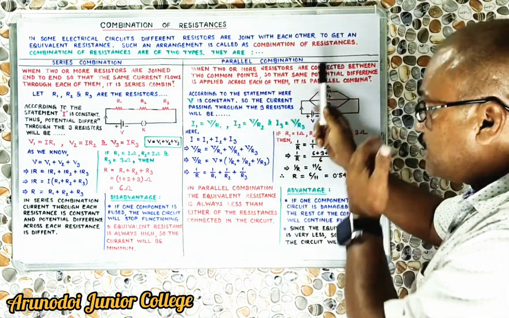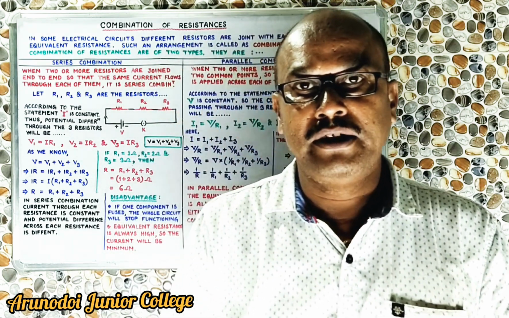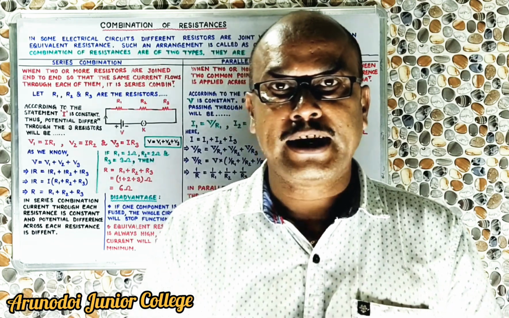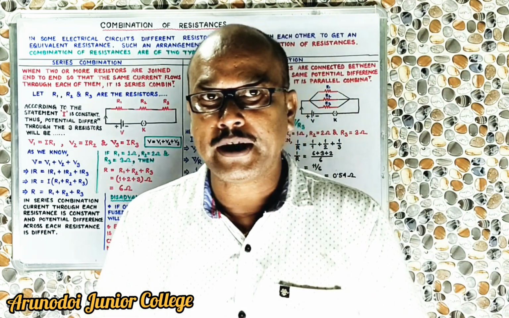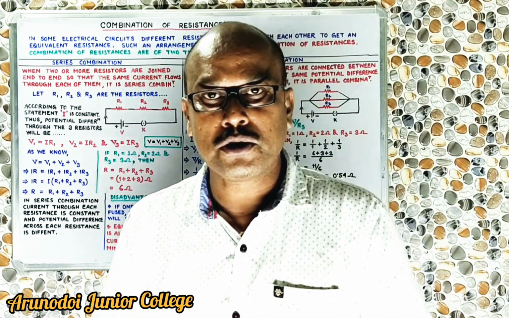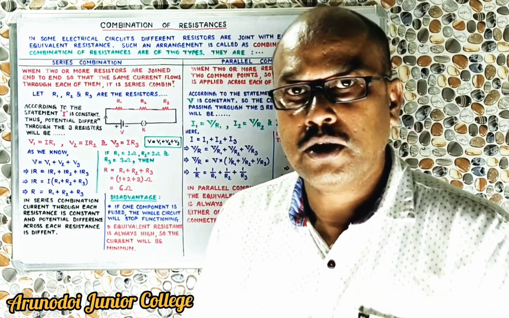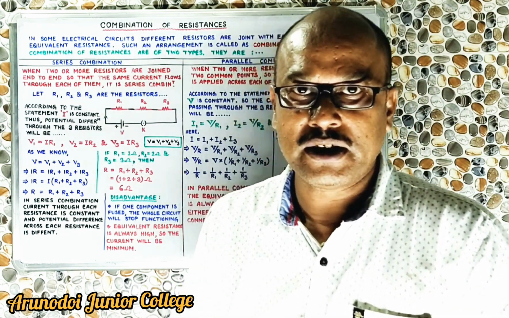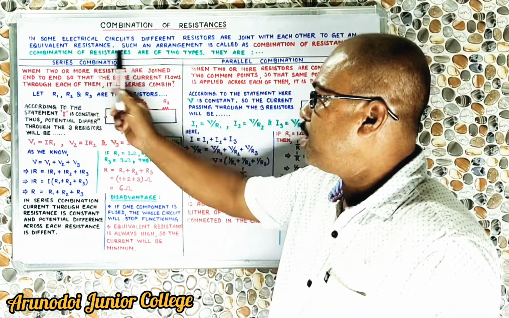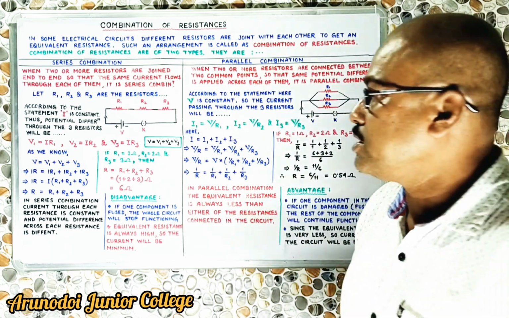This combination of resistors can be of two types. That means when many resistors are combined together, there may be two different types of arrangements, and these are called number one, series combination of resistors, and number two, parallel combination of resistors. So let us discuss those series and parallel combinations of resistors. This is the series combination of resistance, and here this is the parallel combination of resistances.